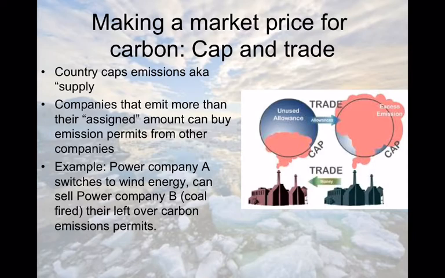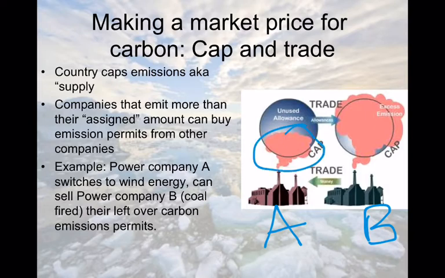So let's give an example. Over here we have Power Company A. I'm assuming these are power companies, but I don't really know. Power Company A has switched to a cleaner, less carbon-emitting process for generating electricity, something like wind energy or maybe solar. The pink area represents how much carbon they've used, and they have all this other allowance which they can now sell, and they sell it to Company B.